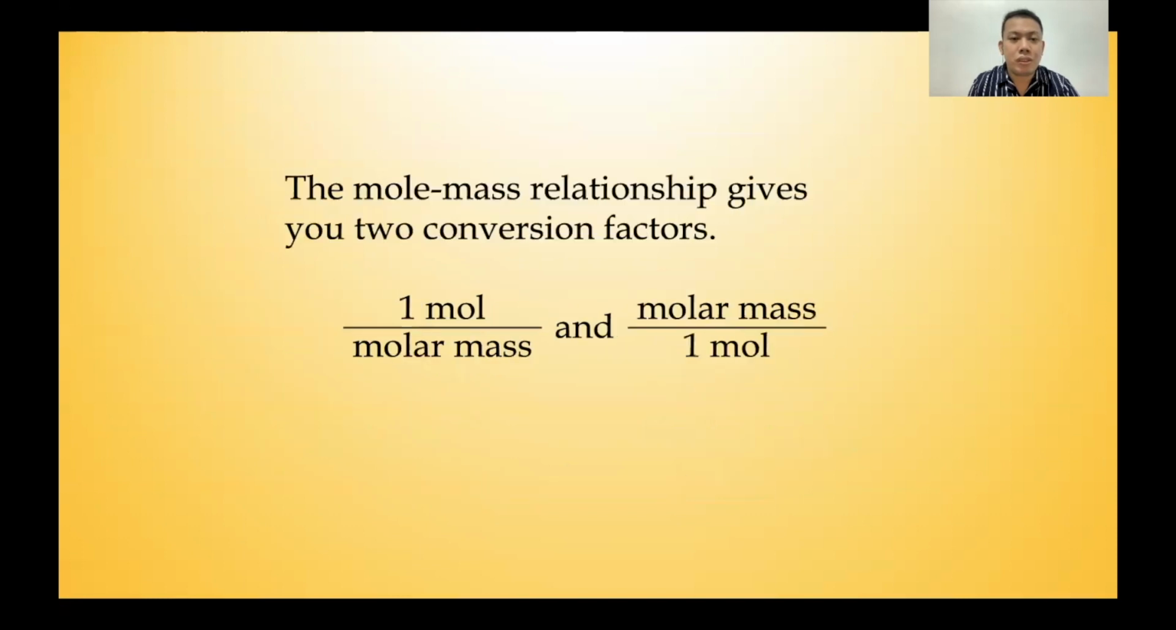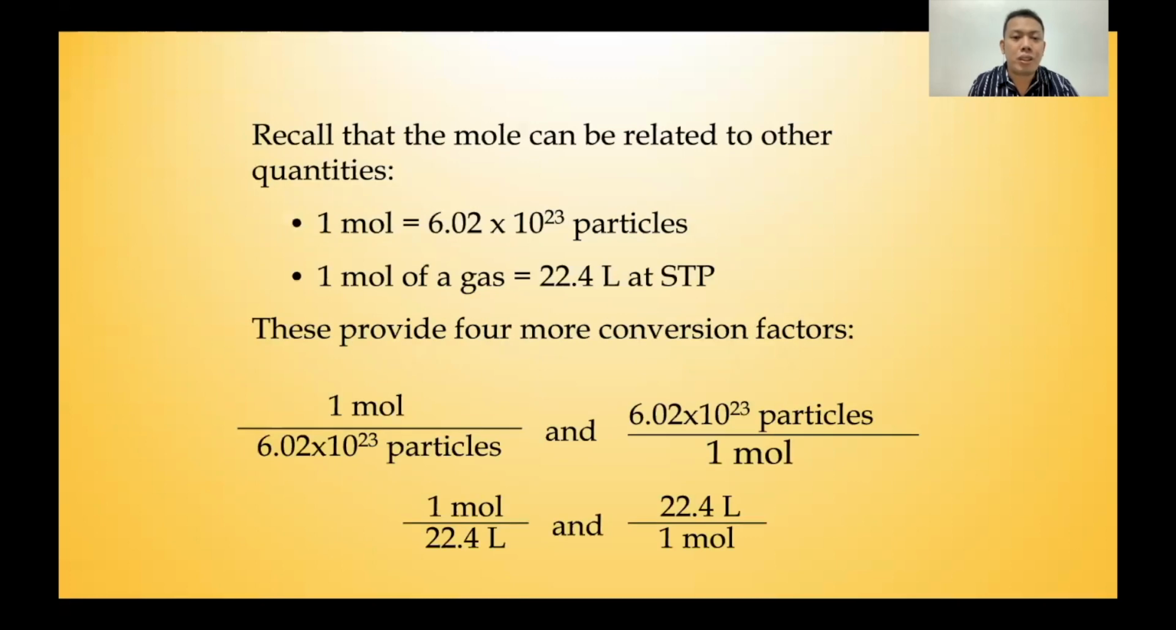So this one is the mole to mass relationship, which gives you two conversion factors. One is 1 mole over molar mass, and the other is molar mass over 1 mole. That depends upon which one you are going to cancel. Recall that the mole can be related to other quantities: 1 mole is equivalent to 6.02 times 10 to the 23rd particles. It could be atoms, it could also be molecules. And 1 mole of gas is equivalent to 22.4 liters at STP. STP means standard temperature and pressure.